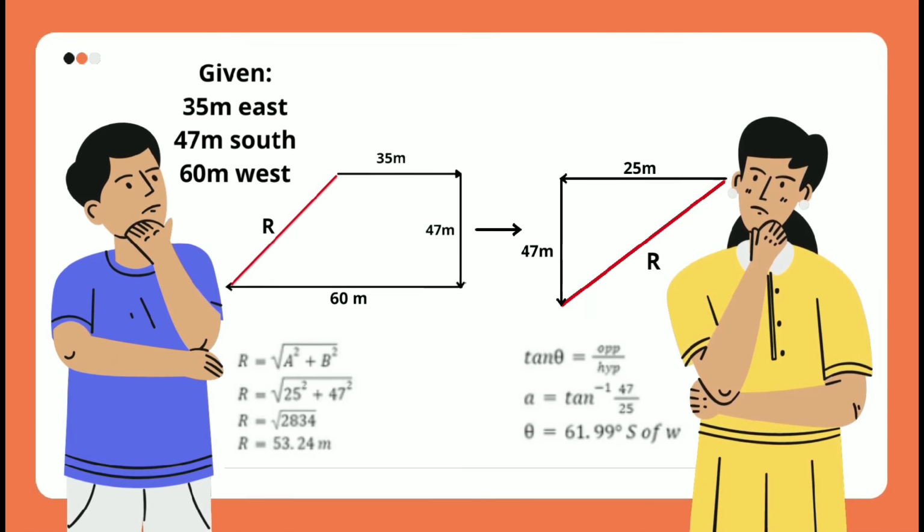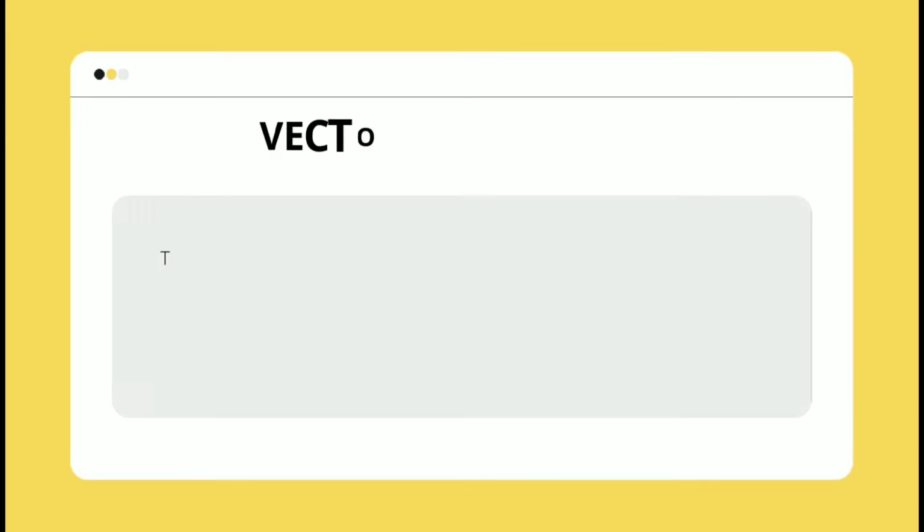Use the formula resultant equals square root of a squared plus b squared, and the answer will be 53.24 meters. To find the direction, we use the formula tangent theta equals opposite over adjacent, and the answer will be 61.99 degrees south of west.